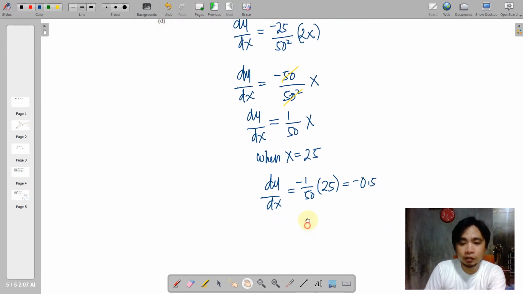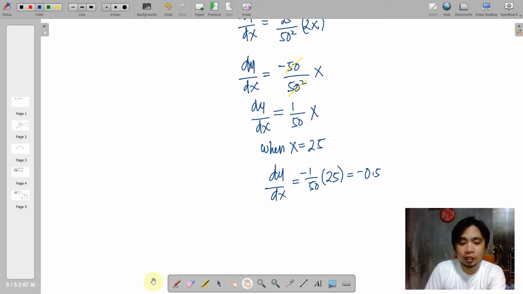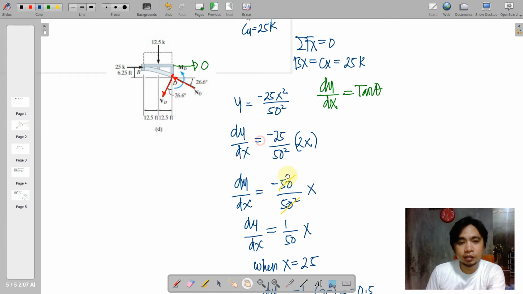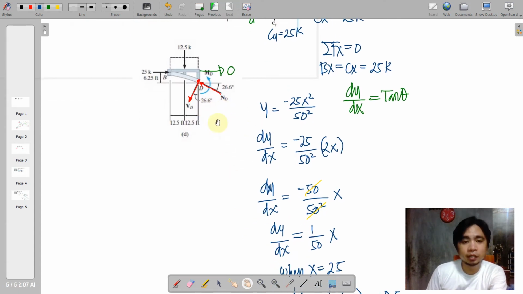With that, remember that dy over dx is actually tangent theta. Your tangent theta will be equated to negative 0.5, so we can get the angle. That angle will be equal to 26.57 degrees. That is why the angle indicated here is 26.6 degrees, and it is referred to the horizontal line. So we can see that your normal is inclined at the horizontal line.